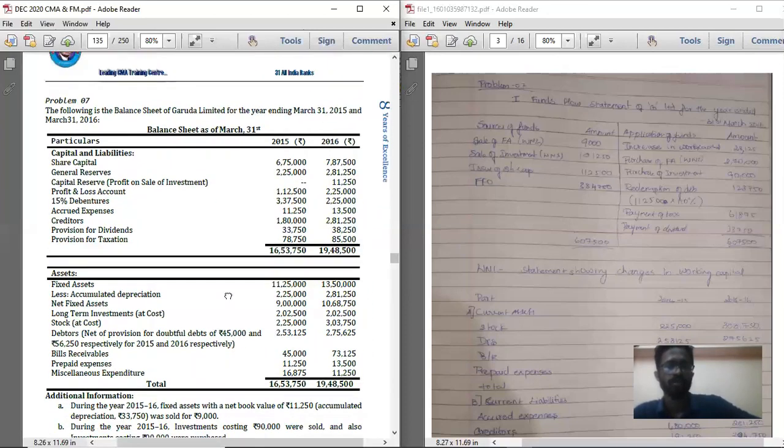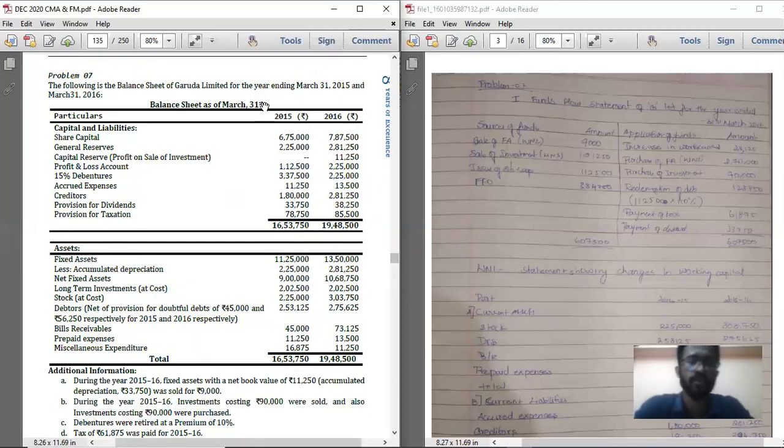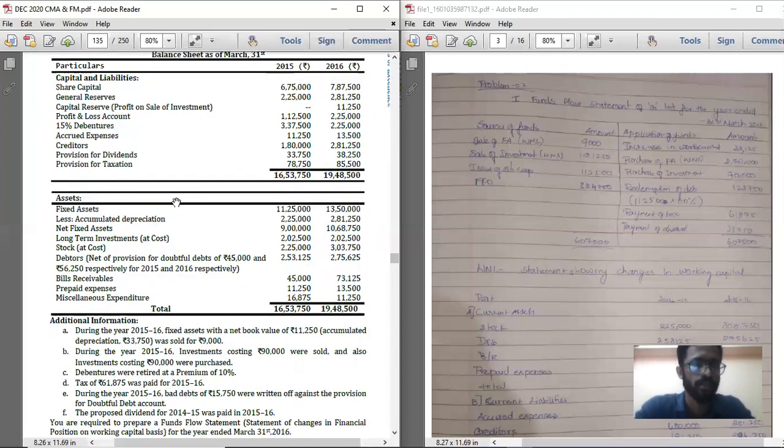Problem number 7. The following is the balance sheet of Garuda Limited for the year ended 31st March 2015 and 31st March 2016. Same repeating: liabilities, share capital, general reserve, capital reserve, profit on sale of investment. So investment has been sold, and the profit on sale of such investment is transferred to capital reserve. Then profit and loss account, 15% debentures, accrued expenses, creditors, provision for dividends, and provision for taxation. So these are current liabilities.